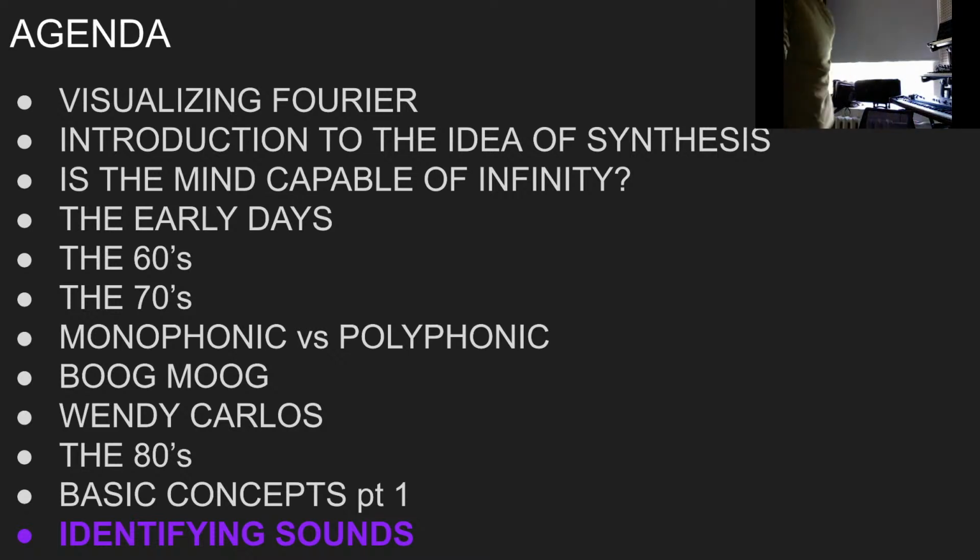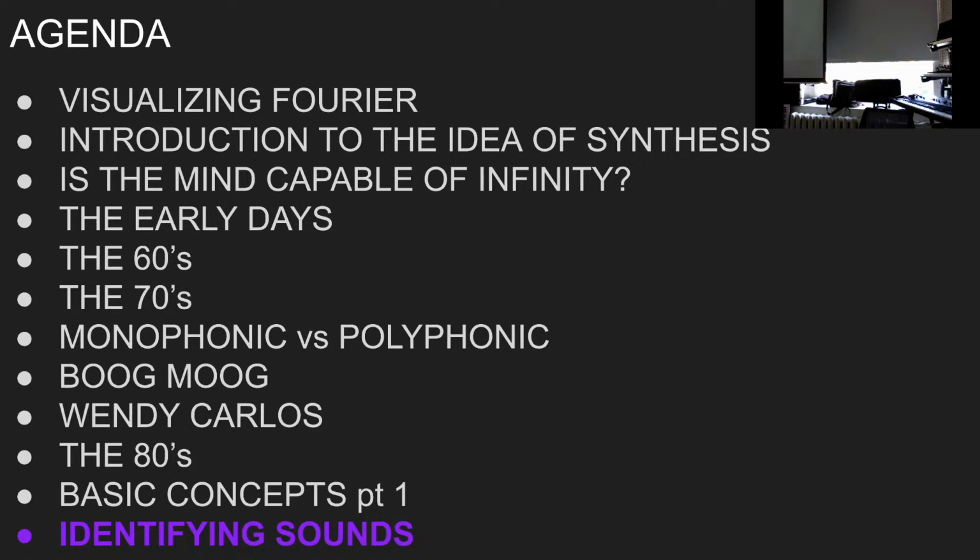First we're going to rehear something that we have already heard so we can understand the principle behind synths. You will see what I mean. I mean visualization, Fourier. We're going to introduce the idea of synth. We're going to ask the question: is the mind capable of infinity? We're going to talk about the early days, then the 60s and 70s, and then monophonic versus polyphonic, what that means.